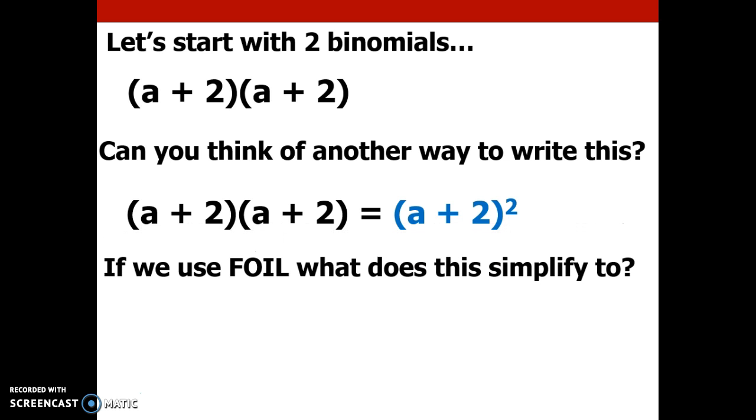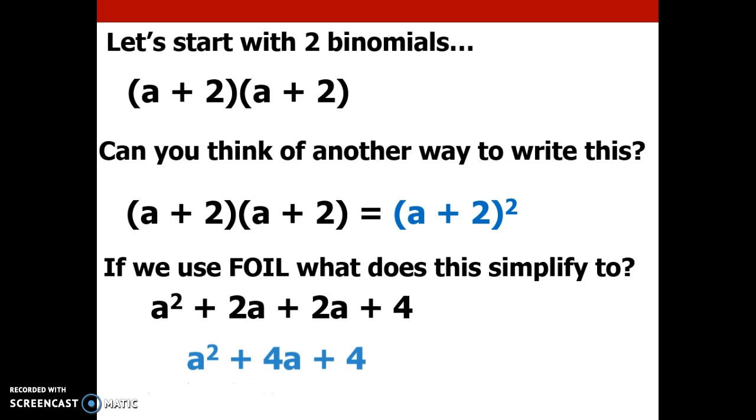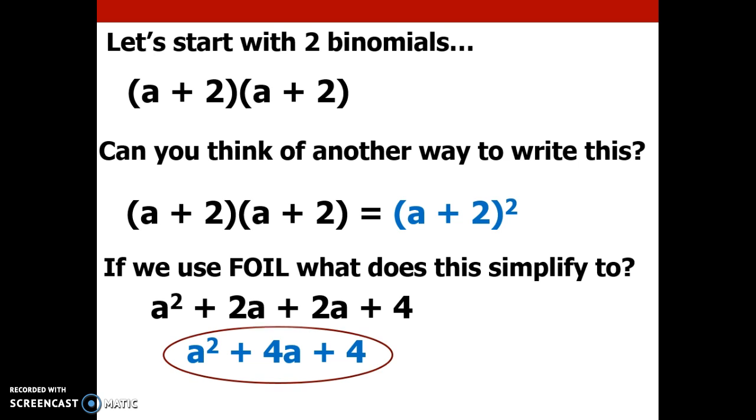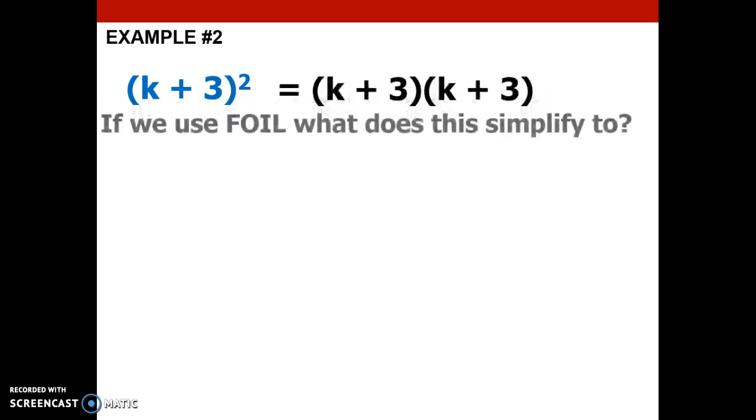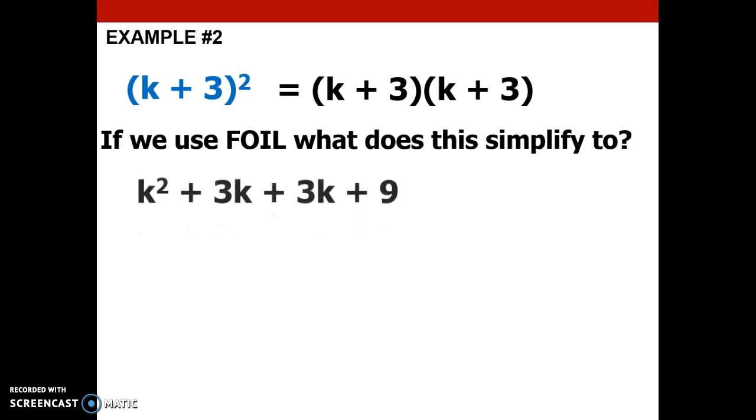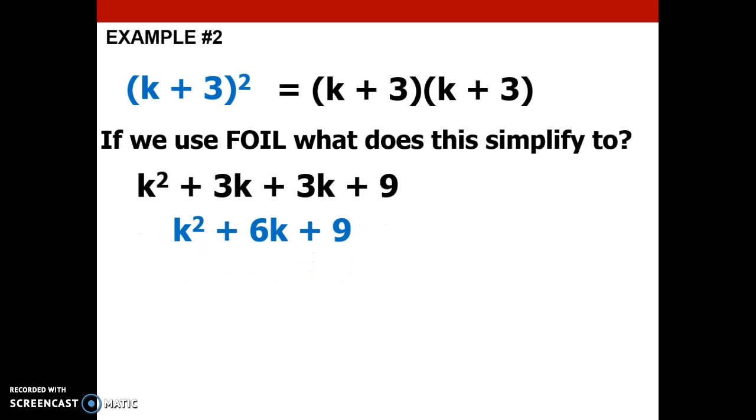So if we use FOIL and we go ahead and multiply this out, you'll end up with A squared plus 2A plus 2A plus 4, which becomes A squared plus 4A plus 4. Hold on to that answer for a second. Let's say I look at a similar thing, K plus 3 squared, or K plus 3 times K plus 3. This time I go ahead and use my FOIL to simplify. K squared plus 3K plus 3K plus 9. I ended with K squared plus 6K plus 9.